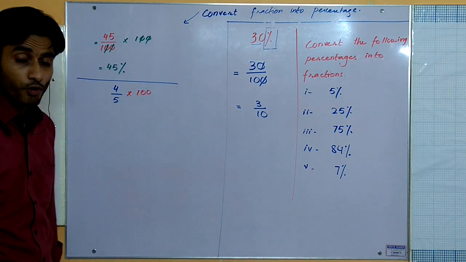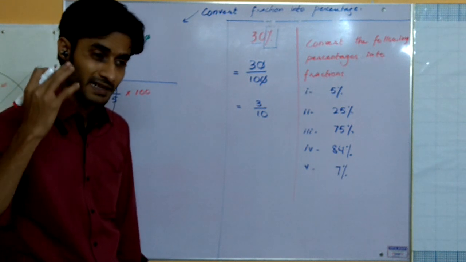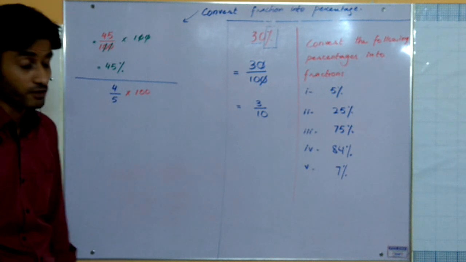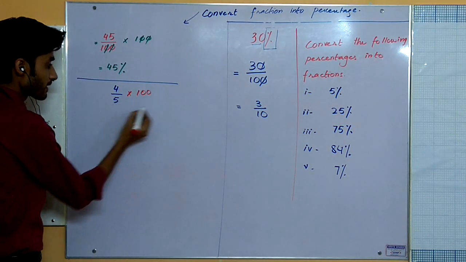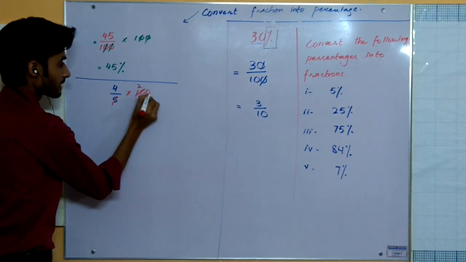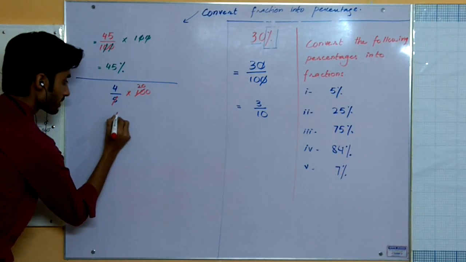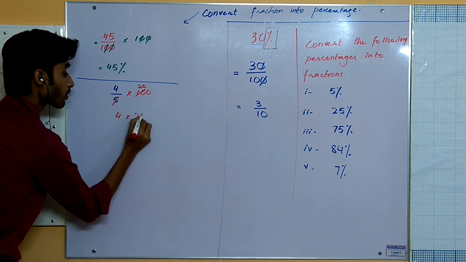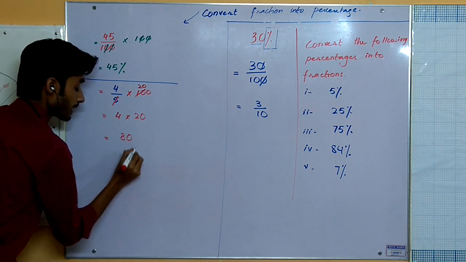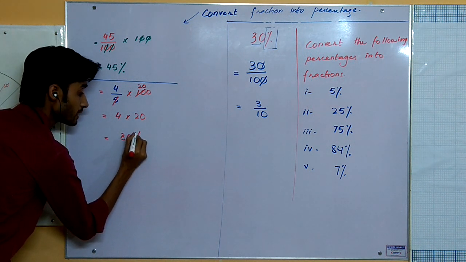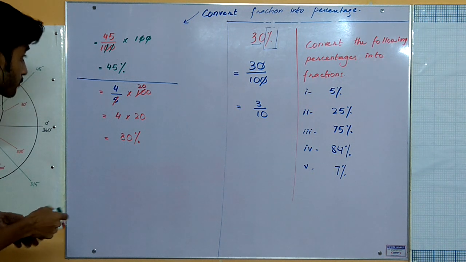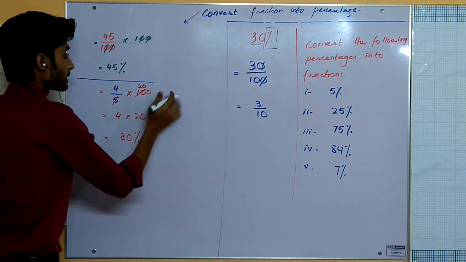I hope you remember BODMAS, the order of operations, that I have been discussing with you. When it comes to multiplication and division both at the same time, division is preferred. Okay, so I can cancel this 5 and this 100. I hope you all can. 5 ones are 5, 5 twos are 10, this 0 stays. So what am I left with? 4 multiplied by 20, and 4 multiplied by 20 becomes 80. 80 what? 80%.